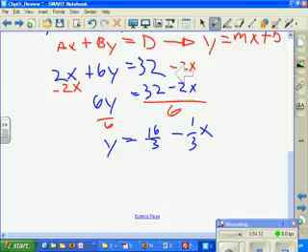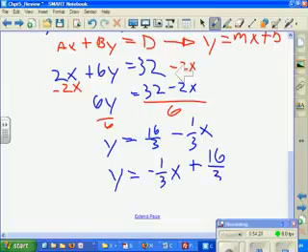Alright, so right now you're actually in the right format, but it'll probably be best to clean it up so that you match this format here. You can switch around your operations. Yeah, so basically I just took 32 divided by 6 and I reduced it. Okay, and then negative 2 divided by 6.